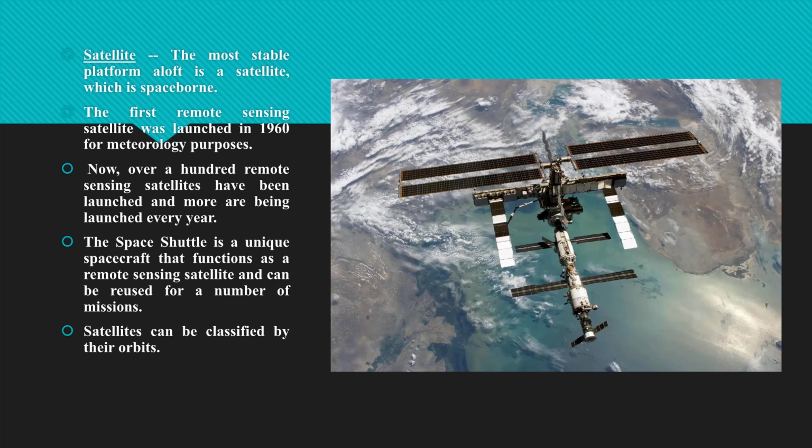Nowadays, there are thousands and hundreds of satellites that are mounted outside the Earth's atmosphere in their orbits, and they are classified by their orbits. So, these three are the types of platforms.